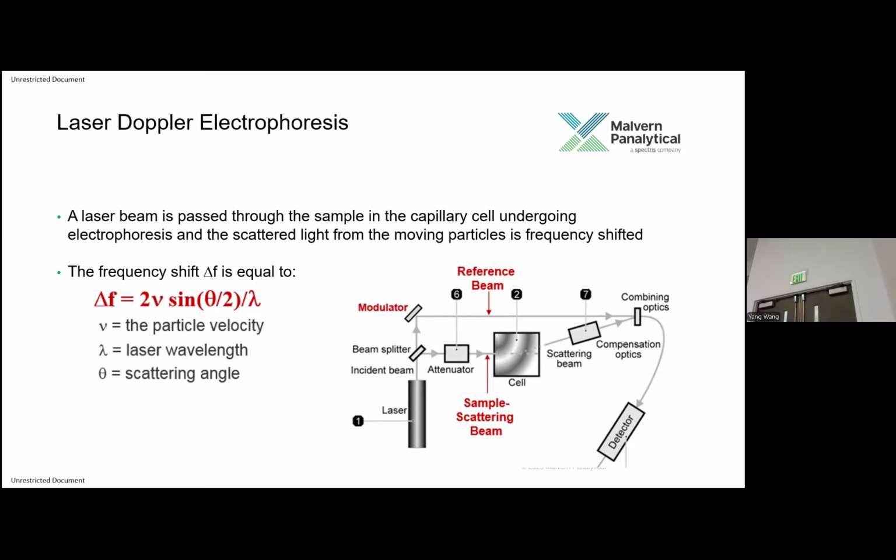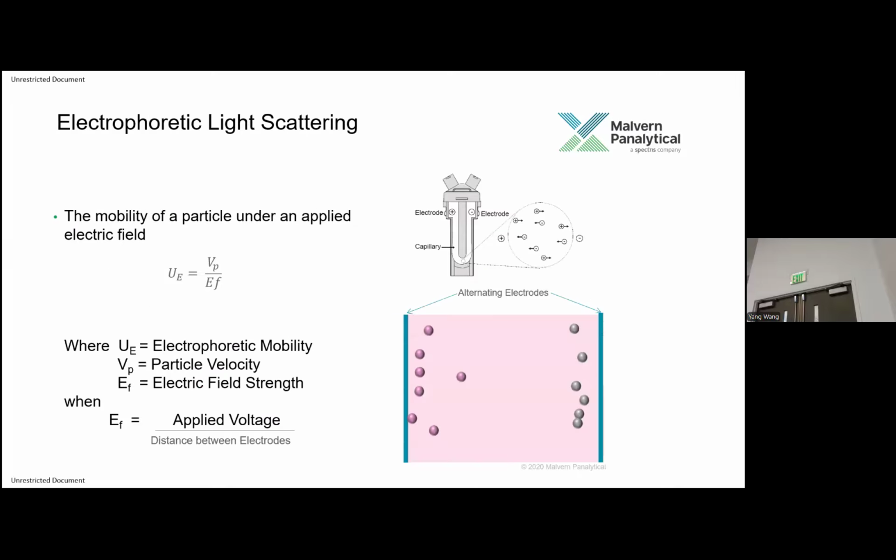So from that process, we can calculate the frequency shift and then use the laser Doppler effect equation to determine our particle velocity. Because zeta sensors are all made with a 633 nanometer wavelength helium-neon laser, and they're all measured at a 13-degree angle. So we know those two factors, and we now have the frequency shift, so we can calculate our particle velocity, which again goes back to electrophoretic mobility. And so that's how we calculate that.